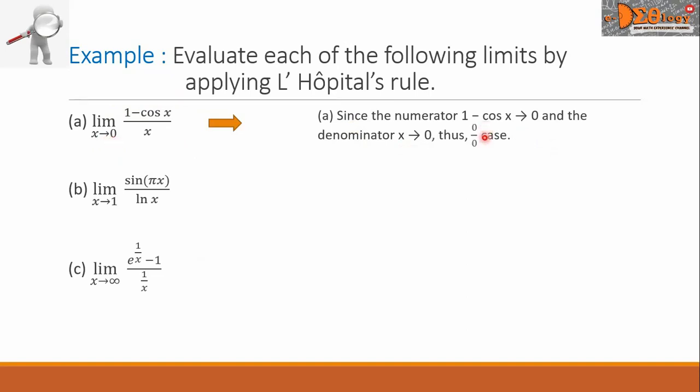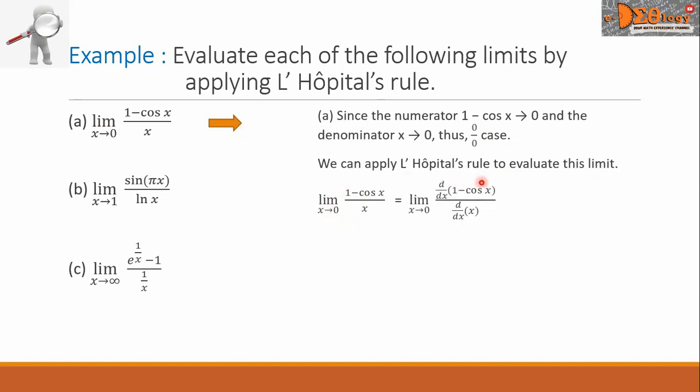Thus, this is a 0 over 0 case. We can apply L'Hôpital's rule to evaluate this limit. We copy first this problem, and then, as per L'Hôpital's rule, we take the derivative of the numerator over the derivative of the denominator. The derivative of 1 is 0. The derivative of negative cosine x is sine x, over the derivative of x, which is 1.